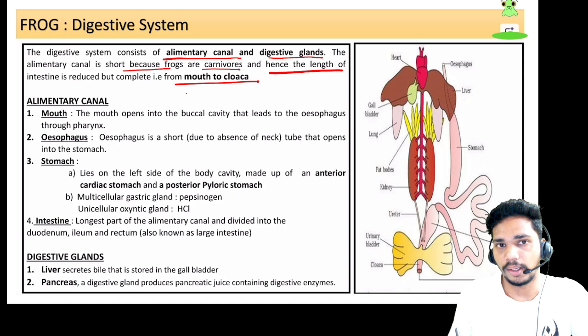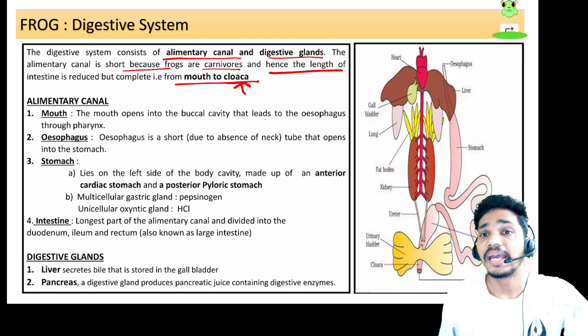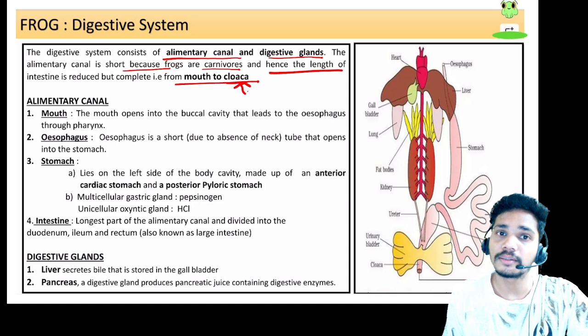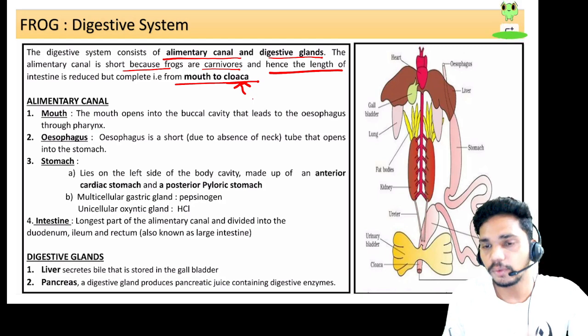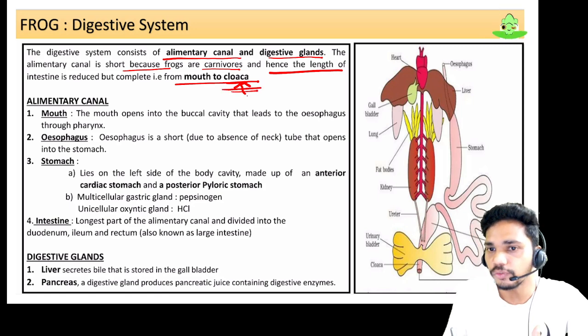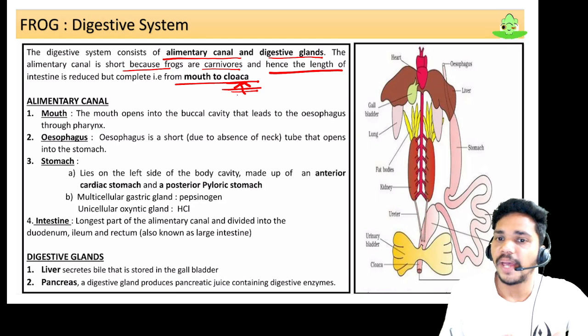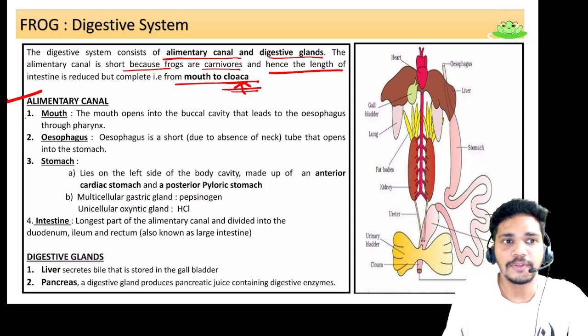In the case of herbivores, the length of the intestine is much more, from mouth to anus. So this is the mouth, there is no anus here, this is a cloaca. At the end, in most animals you can say there is an anus, but in the case of frog, there is a cloaca. Cloaca is a combination of the reproductive, urinary, and excretory passages. So let's see that further, but you should know what a cloaca is. It's the common passage for the urinary, the excretory, and the reproductive systems.